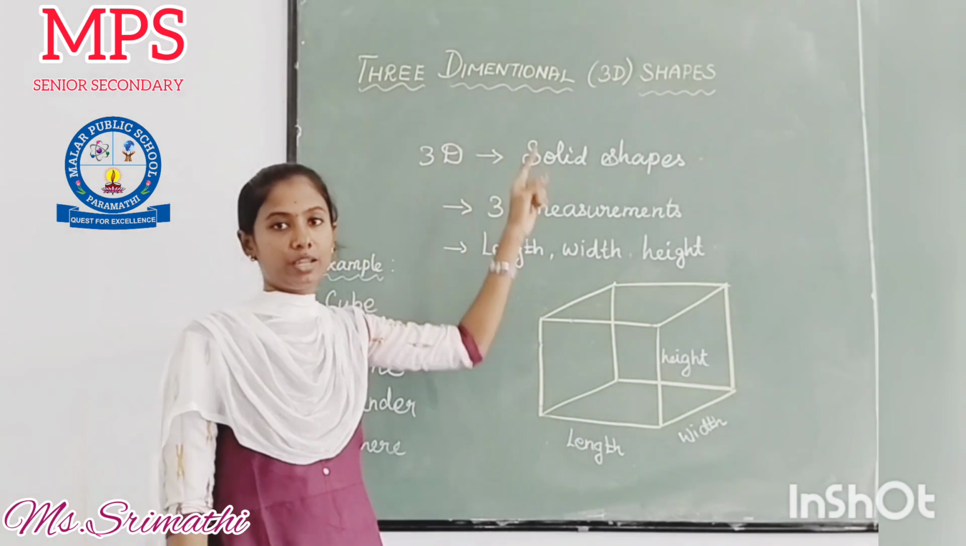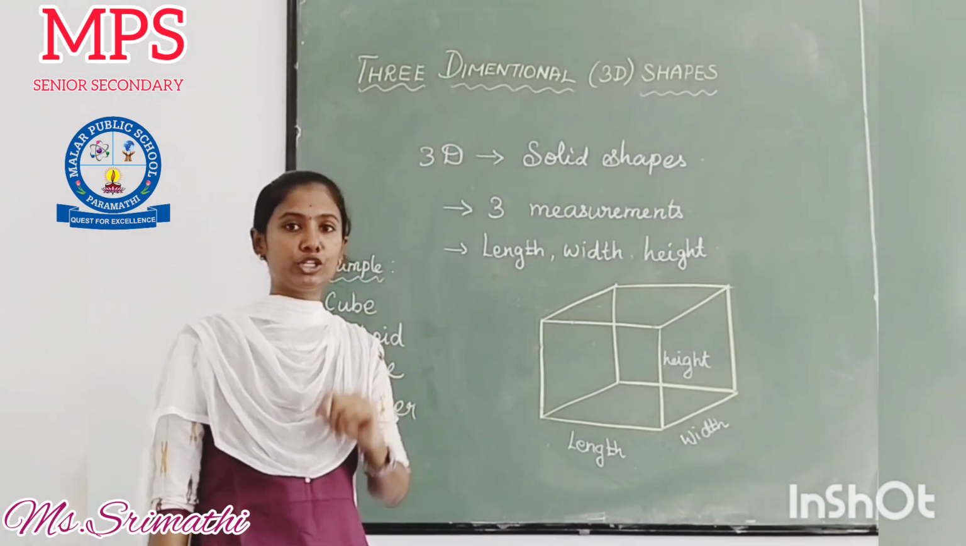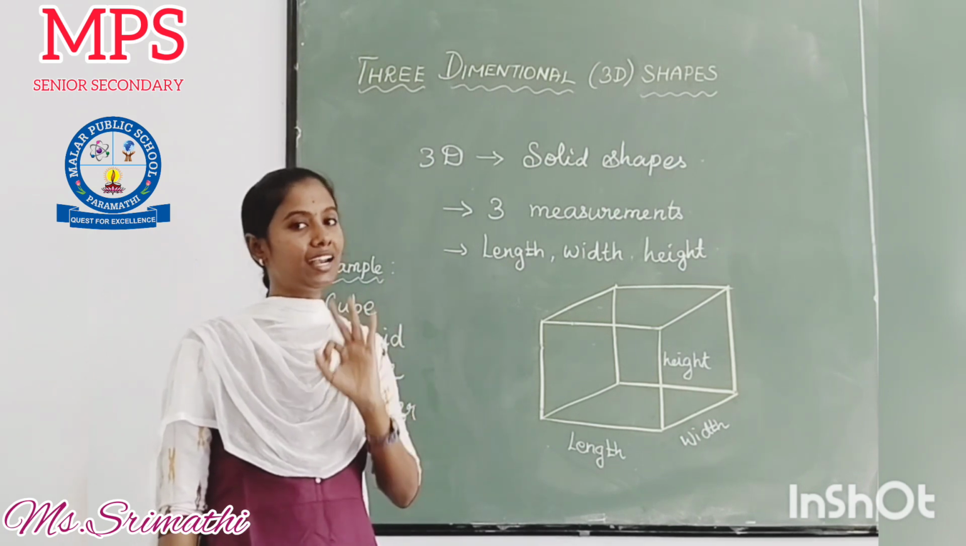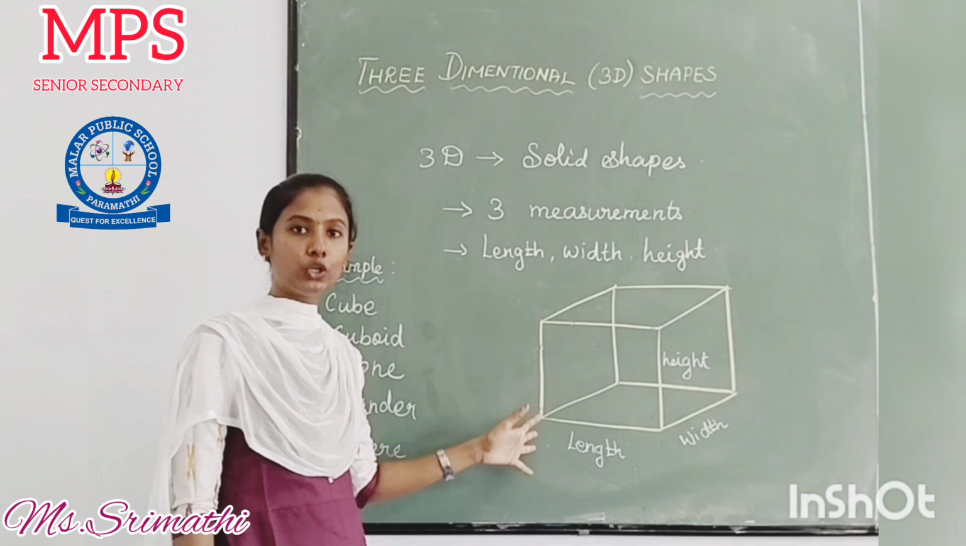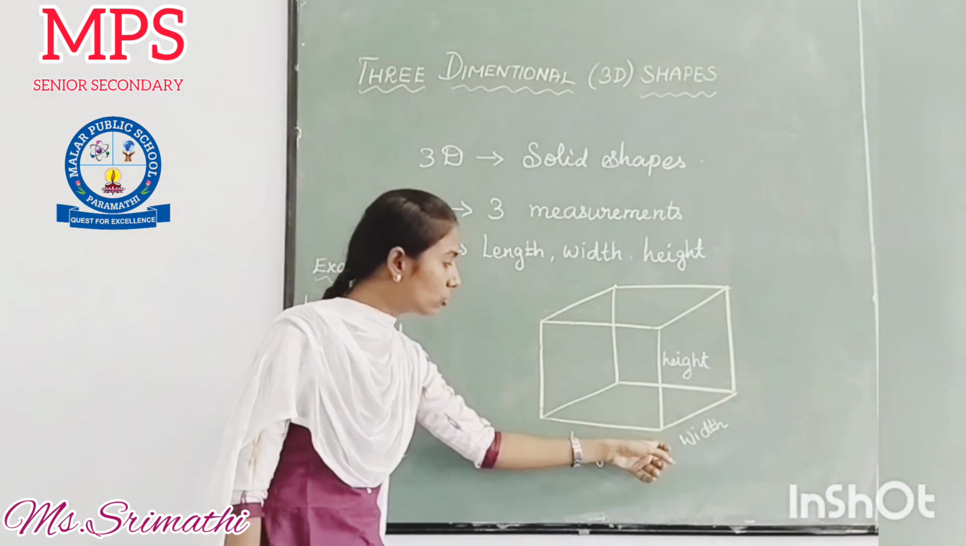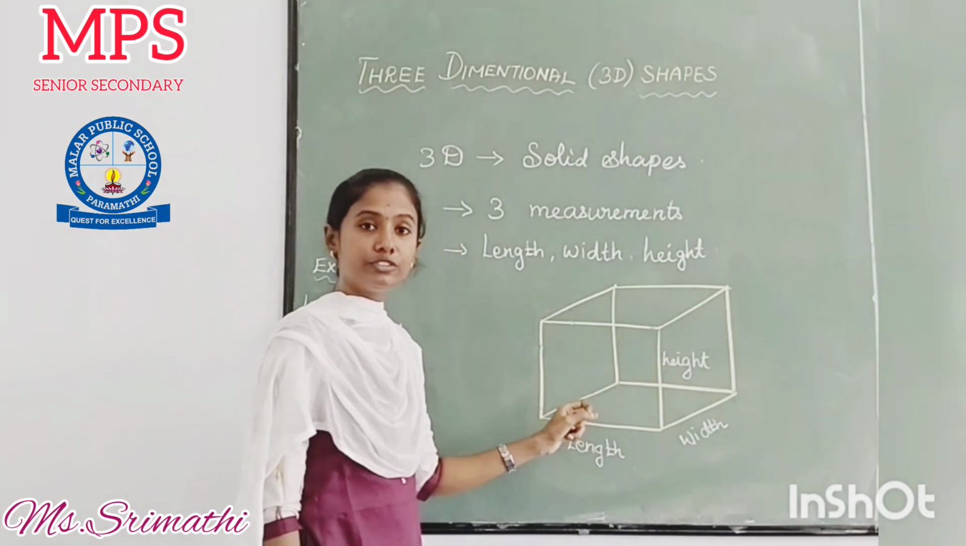That is a 3D shape. 3D shapes are also called solid shapes. They have 3 measurements: length, width and height. Can you see this figure? This is the shape of a cube. This is the length of the cube, this is the width of the cube, and this will be the height of the cube.